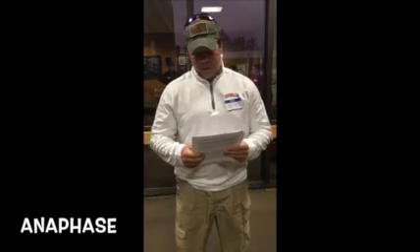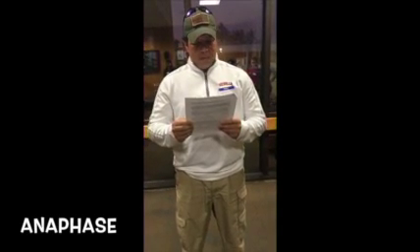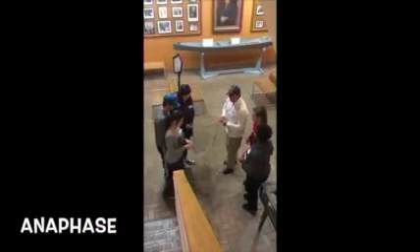I am anaphase, arguably the coolest phase. Sister chromatids are separated by spindle fibers and move toward opposite ends of the cell. During this process, the centromeres that held sister chromatids together separate. Each sister chromatid is now a chromosome with its own centromere, and cytokinesis begins. This is anaphase.